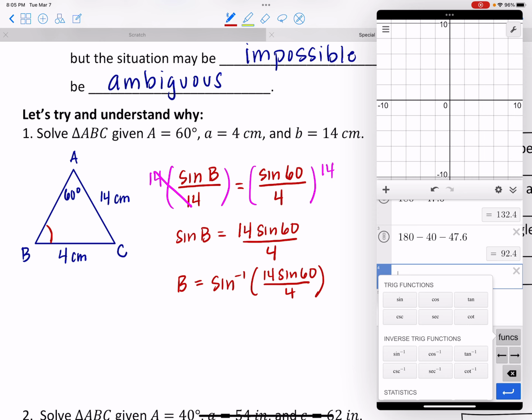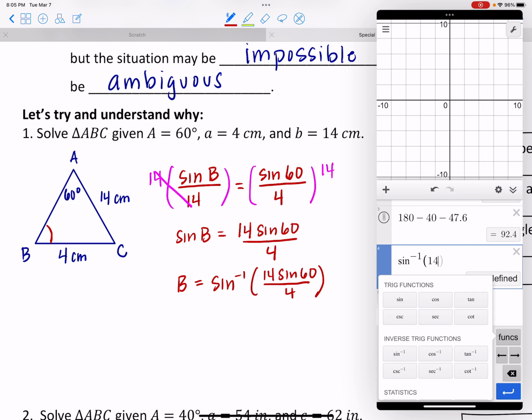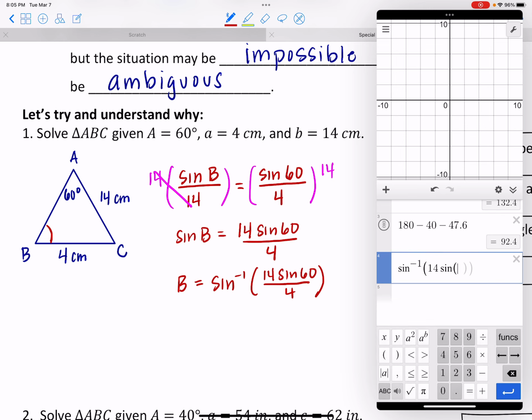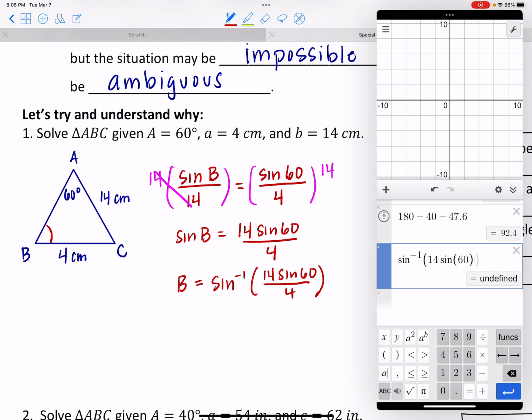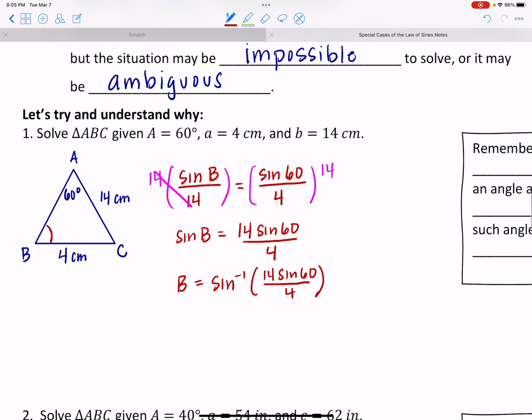Let me show you. So if I put in the inverse sine of 14 sine of 60 divided by 4, it says that this is undefined. So why on earth is this undefined? This is an undefined expression. I tried to put it in the calculator and it was not giving me a value.